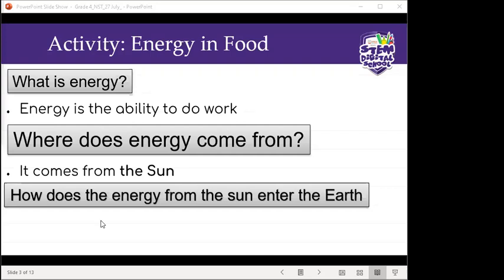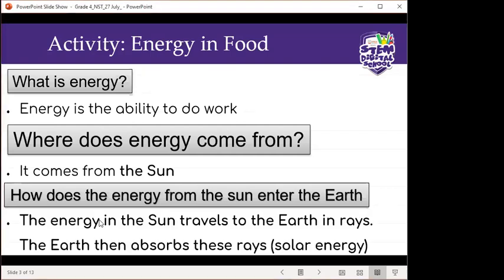All right, guys. So remember, the energy in the sun will travel to the earth in rays. Zoe mentioned it. Awande also mentioned it. Someone mentioned that it is beams. So yes, the energy in the sun travels to the earth in rays. Then the earth absorbs these rays, and that is how we get our solar energy.